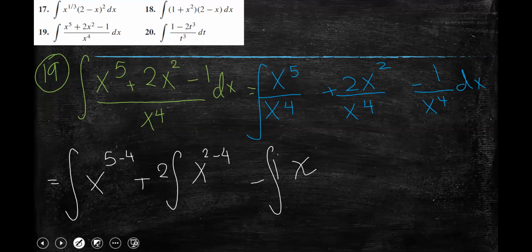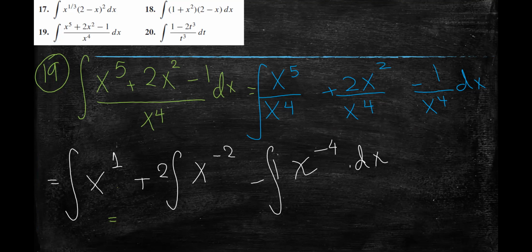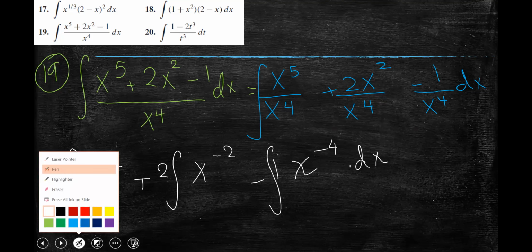Minus 1 times x to the power what? Negative 4, dx. Then, integration of, here as we said, 5 minus 4 is 1. So here it is 1. And 2 minus 4 is negative 2. And here we have x to the power negative 4.